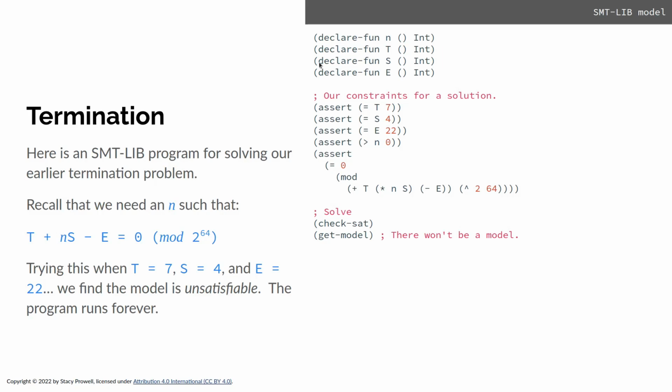How do we write that? We could write it like this, right? Declare fun N int, T int, S int, and E int. So we declare these as integers. And then we add constraints. How do I make sure that I know that T is 7, S is 4, and E is 22? I just assert those things. So as part of my set of assertions, I say T and 7 are equal, S and 4 are equal, E and 22 are equal. And I assert that N has to be greater than 0, right? Because I have to go through the loop at least once. So that's my first part.